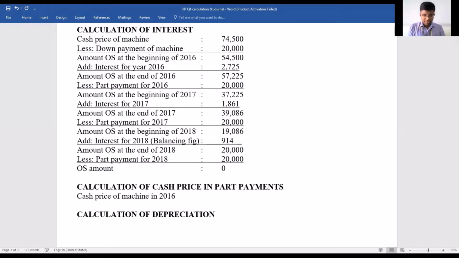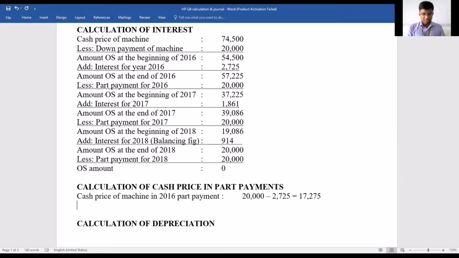in 2016's part payment. Okay, so how do we get this? 20,000 minus 2,725. Let's just quickly work this out. So 20,000 minus 2,725, so 17,275. Okay, so in 2016, your part payment, 2,725 is going towards interest, and 17,275 is going towards the cash price.